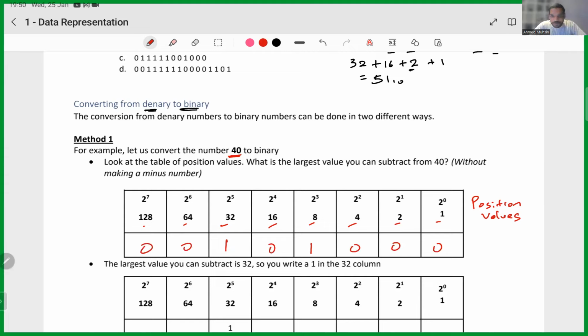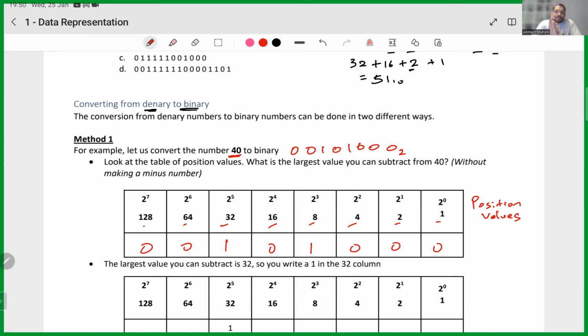That's all you do. So this is the first method, or method number 1, that you can use to convert a decimal number into binary format. So 40 in binary is equal to 00101000, and you can put the base 2 so that the user knows this is a binary number.